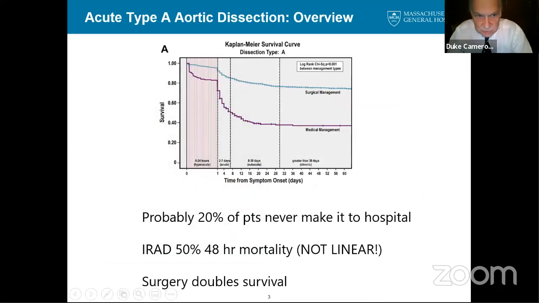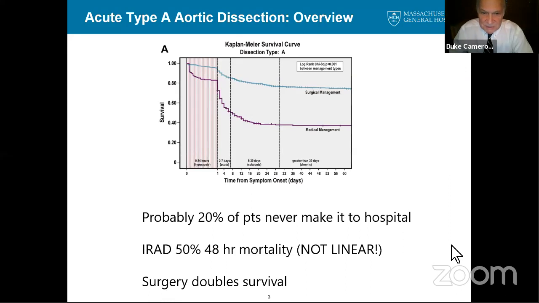All of you know that acute type A aortic dissection is a real calamity. About 20% of patients, we believe, never make it to the hospital. And of those who make it to the hospital but are not attended to surgically, about half of them will die in the first 48 hours.